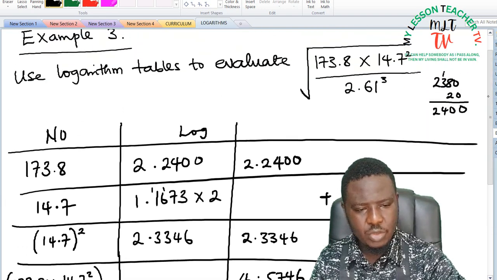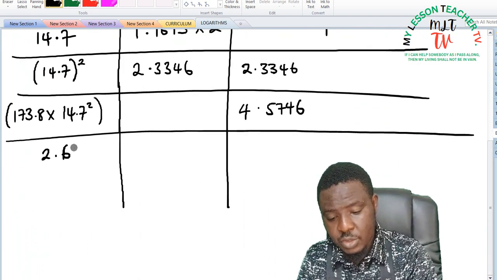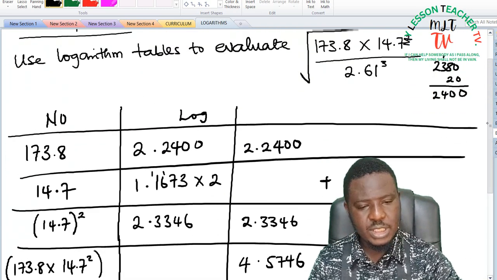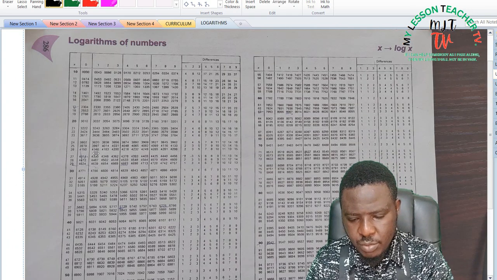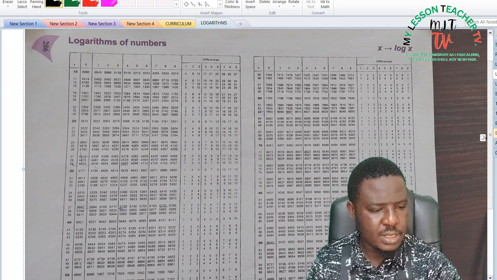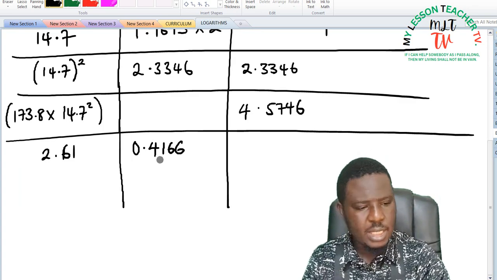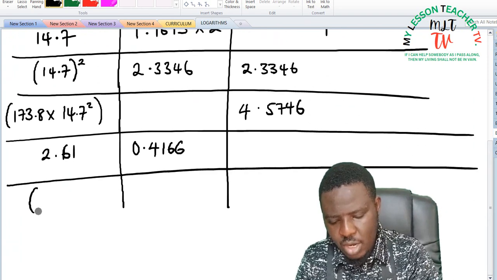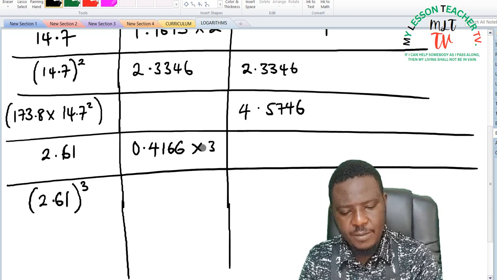We then move to the denominator, which is 2.61, which is 0 point. You then look for 26 under 1. 26 under 1 gives me 4166. So this is 4166. And we are to cube it. So cubing this, you have 2.61 cubed will be equal to multiplying this by 3.